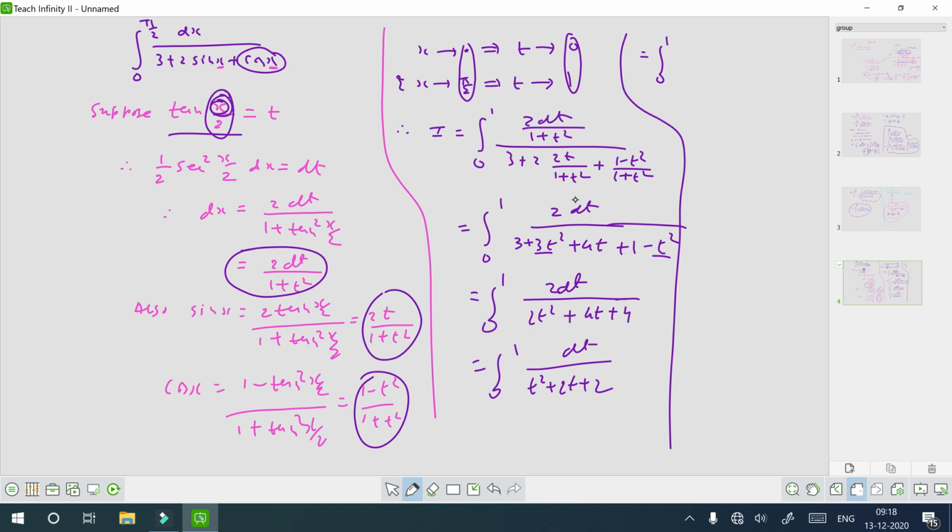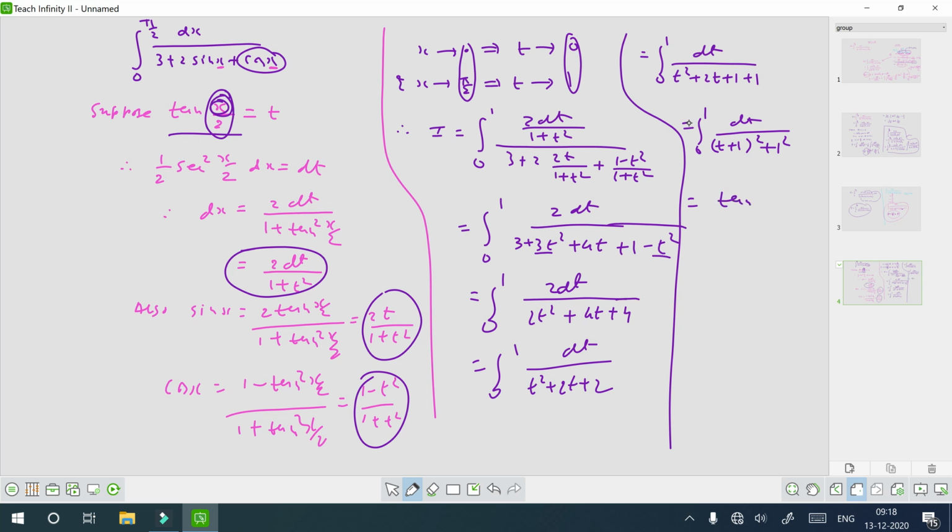So that is equal to 0 to 1 dt over, can I write here t square plus 2t plus 1 plus 1? Perfect square, we have to arrange it. 0 to 1 dt over t plus 1 whole square plus 1 square.